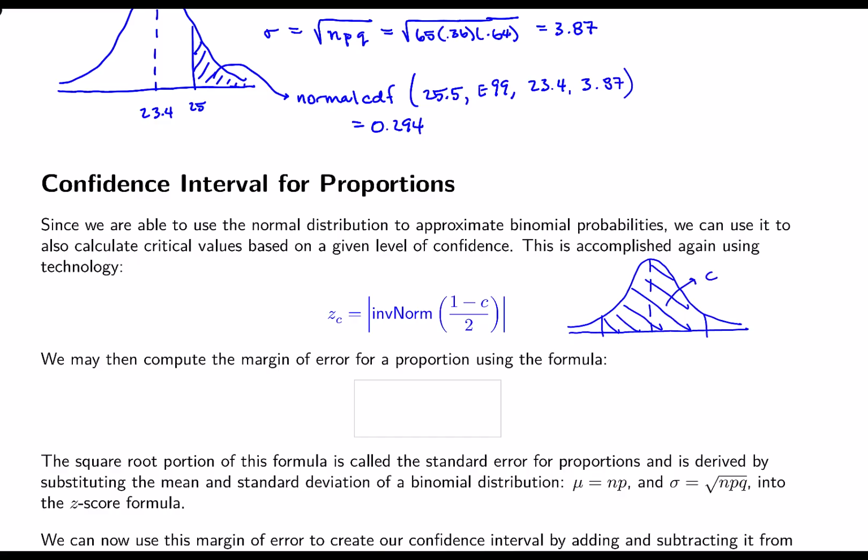So this area here is our level of confidence. If you take 1 minus that value, it gives you the area in both tails. But if you divide that by 2, it gives you the area in just one of these tails. So this is (1 minus C) divided by 2. And if you put that value into inverse norm, what you're going to come up with is the critical value associated with it, and that's what we're looking for. Now, it will initially be a negative number, but we'll just take the absolute value, just like we did in the previous section.